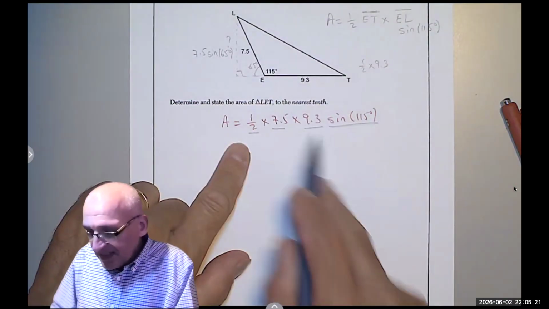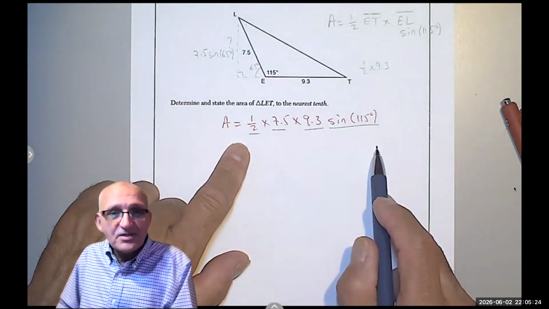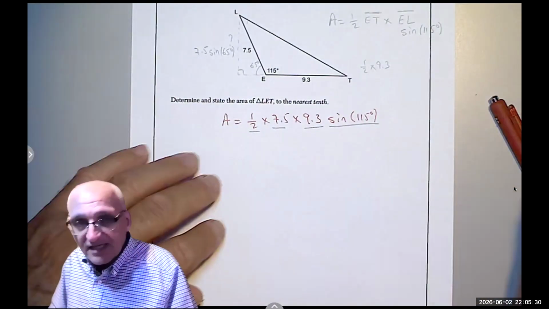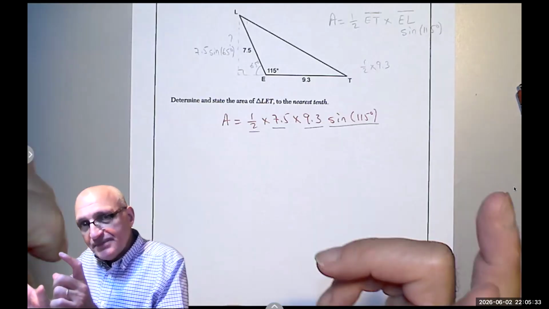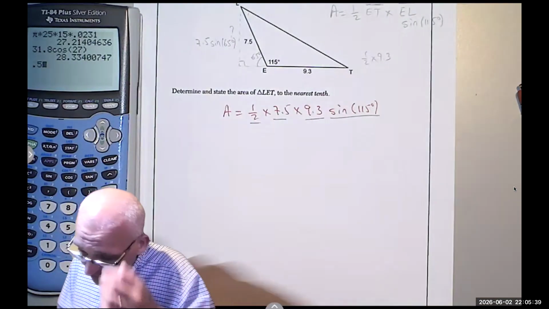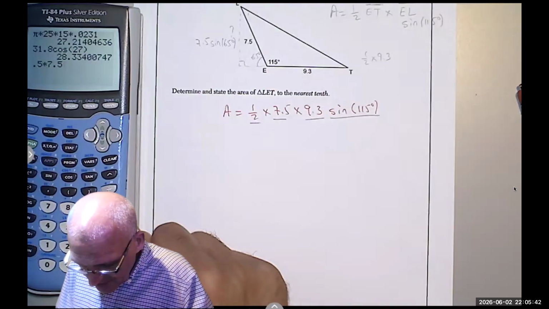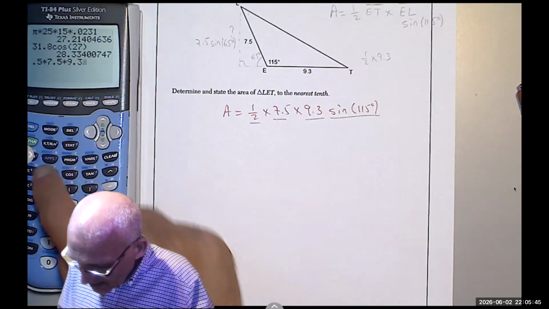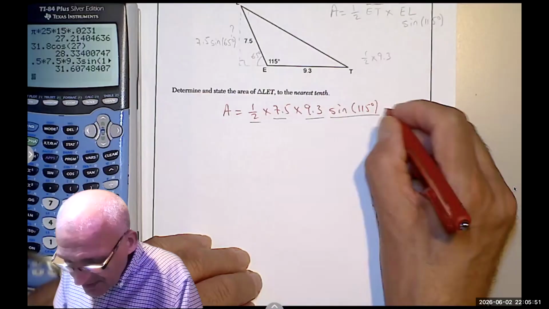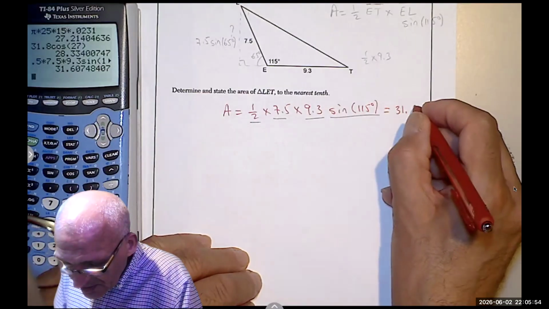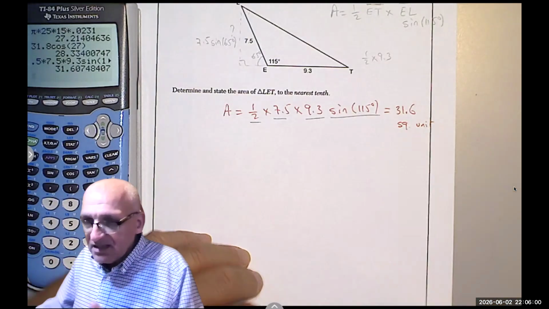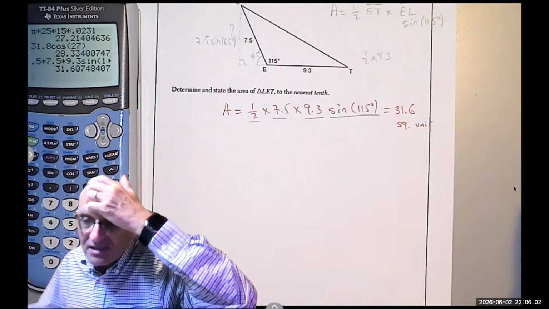And you can see that it's a lot of work. Eventually, we'll get the same result. So you need to memorize that. The area of a triangle is 1/2 two adjacent sides times the sine of the angle between them. So I get 0.5 times 7.5 times 9.3 sine 65 or 115, it doesn't matter. It's the same thing. And to the nearest tenth, you get 31.6 square units.